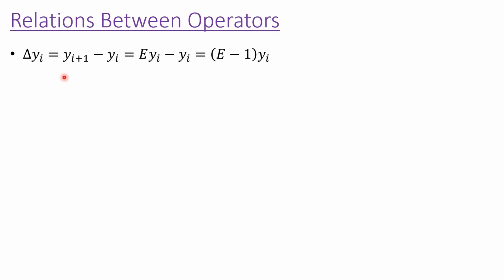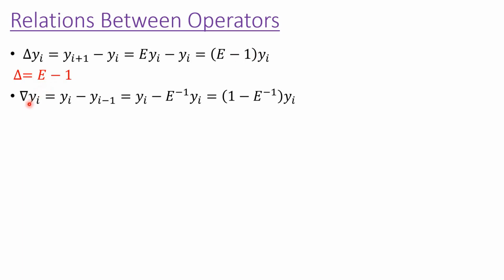So first, the forward difference operator del operates on yi, this is y of i plus 1 minus yi, which is equal to E of yi minus yi, which is E minus 1 operating on yi. This gives us the forward difference operator del is equal to E minus 1. Next, the backward difference operator del operates on yi, which is yi minus y of i minus 1, and y of i minus 1 is E inverse yi, so 1 minus E inverse operates on yi. This gives us the backward difference operator del is equal to 1 minus E inverse.